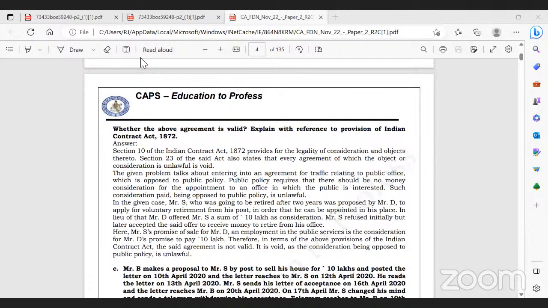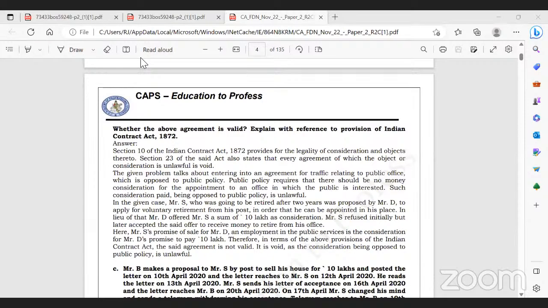By Mr. D to apply for voluntary retirement from his post in order that he can be appointed in his place. In lieu of that, Mr. D offered Mr. S a sum of 10 lakhs as consideration. Mr. S refused initially, but later accepted the said offer to receive money to retire from his office. This should be the facts of the case. Then provisions, you'll write section 10 and section 23. Correct or no? Then analysis, you'll write the agreement is null and void. Why? And conclusion, you'll write that Mr. D has no right for enforcing such a contract.